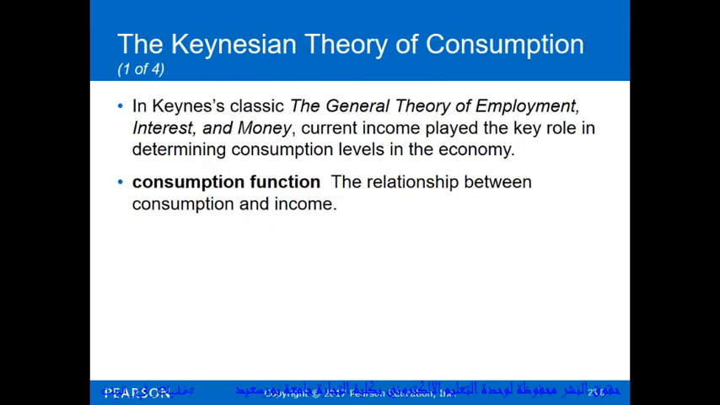Let's begin with consumption. In his classic, famous book, The General Theory of Employment, Interest, and Money, Keynes said that current income played the key role in determining consumption levels in the economy. That is, in mathematical terms, consumption is a function of the level of current income. So simply, Keynes says that consumption is a function of the level of current income. The consumption function just mentioned simply is a relationship between consumption and income.